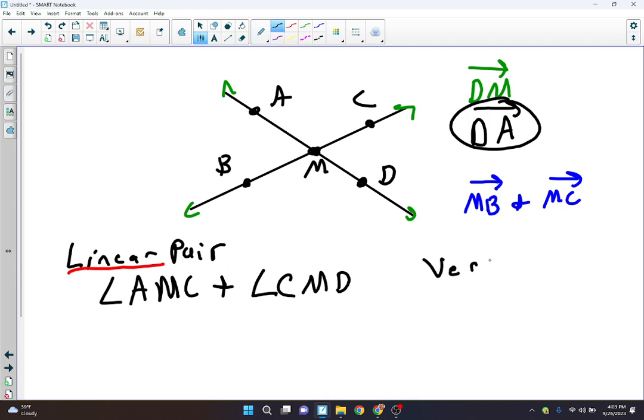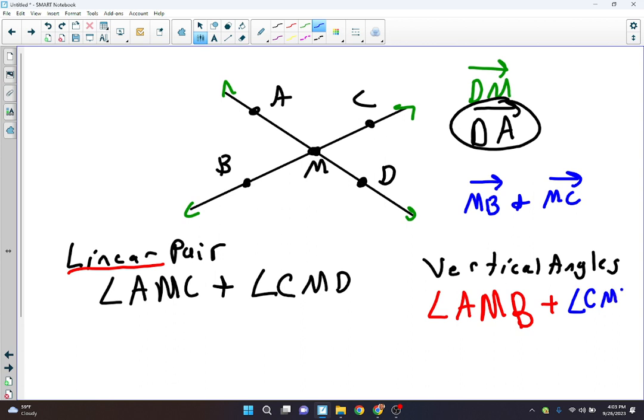So now I'll ask you, give me some vertical angles, or a vertical pair. So if my first one, let's say, was angle AMB, what would be my second angle? CMD. So vertical is just like opposite, basically. Perfectly opposite. This is the opposite of that, and this is the opposite of that. They have to be perfectly opposite, okay?